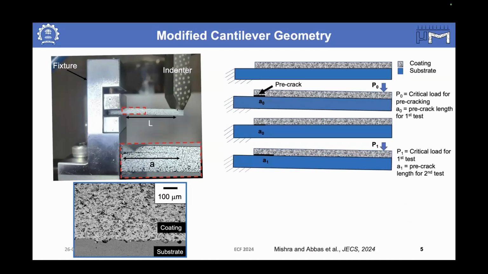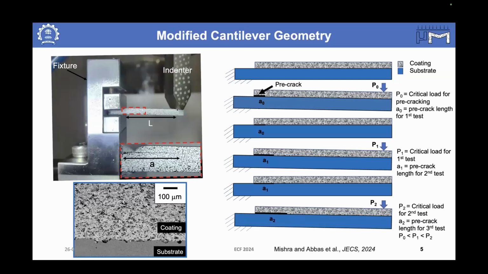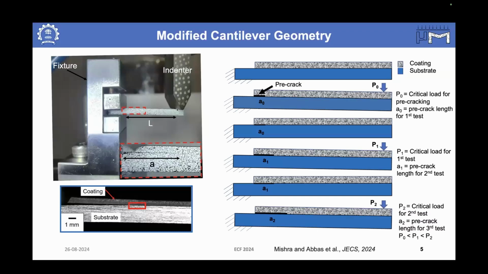Here we can see that the crack length A naught will move towards A1, and the critical load P1 will be noted down and used to get the analytical and simulated results. Similarly, this specimen can be unloaded and then loaded again, and the experiment can go on and on for as long as the substrate is not showing any plastic deformation. So this is the sample.